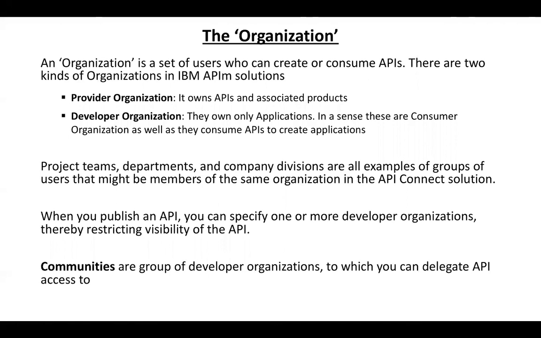But they could have different access rights. They could have different visibility rights. So brand new APIs, for example, could only be visible to beta testers. And once they have been certified by the beta testers, they can further be released to the rest of the community. So this kind of slicing of the developer organization into several different kinds of communities is also feasible in API Connect.